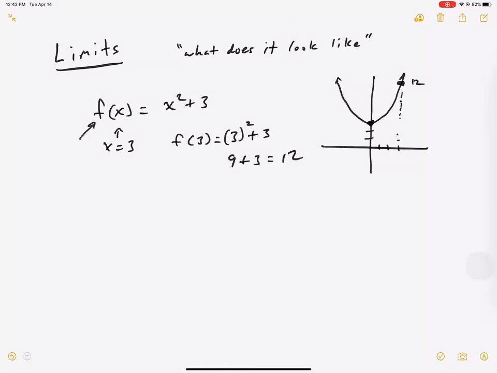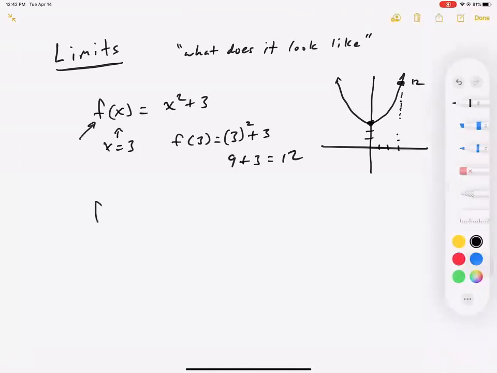But what if I gave you a problem like this? I say f of x is equal to x squared minus 9 over x minus 3. And I ask you this question: what does the graph look like at x equals 3? What is the graph at x equals 3?